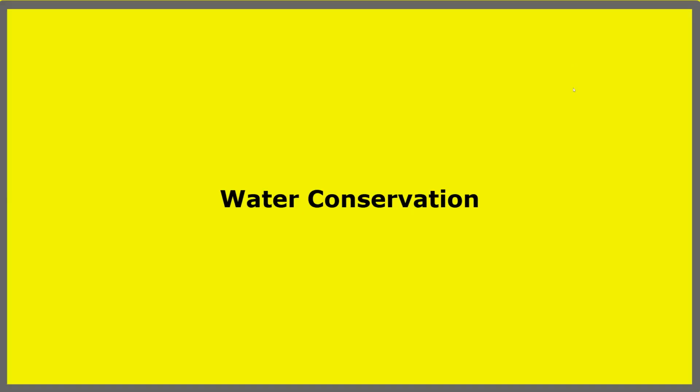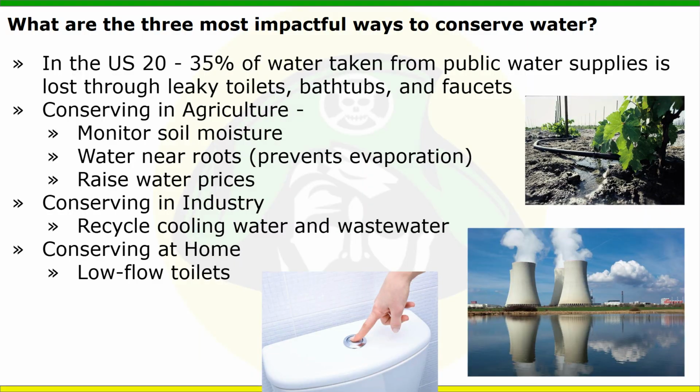Water conservation. What are the 3 most impactful ways to conserve water? In the US, 20 to 35% of water taken from public water supplies is lost through leaky toilets, bathtubs, and faucets. Conserving in agriculture. We need to monitor soil moisture, water near the roots that prevents evaporation, aka the water going into the atmosphere instead of into the plants. And we need to raise water prices so that they have a reason to pay more attention to how much water they're using.